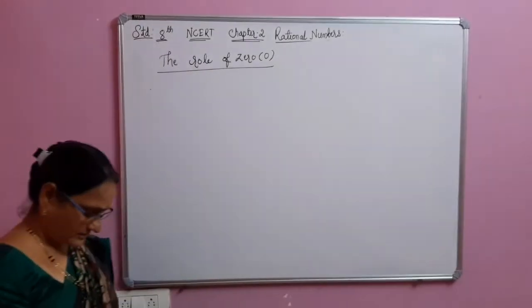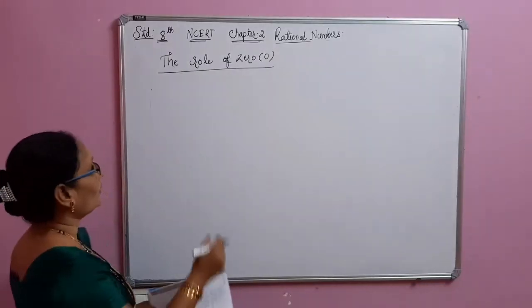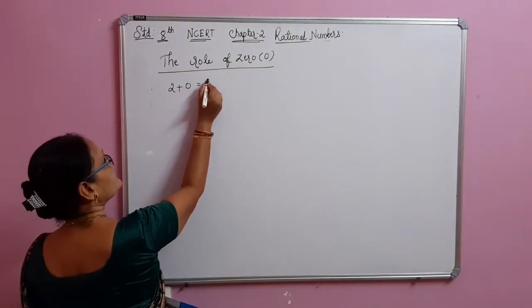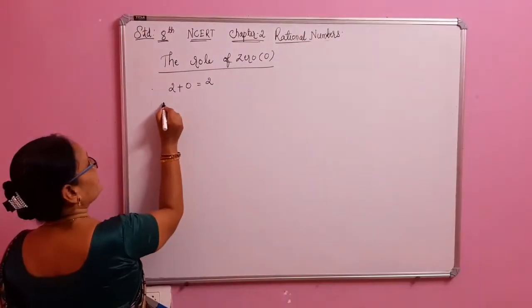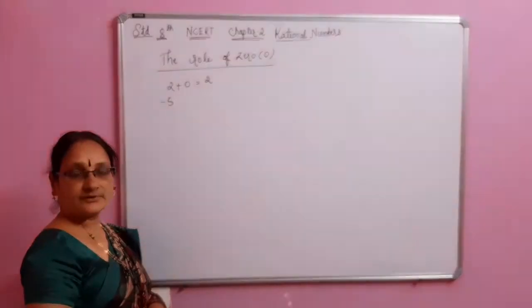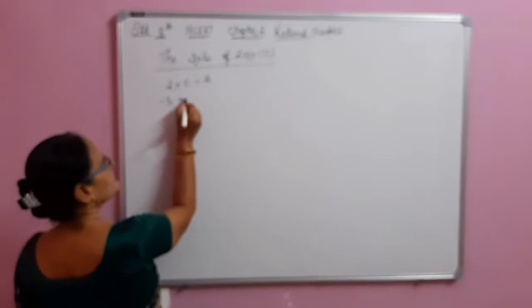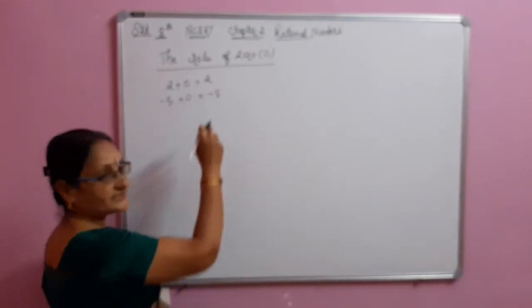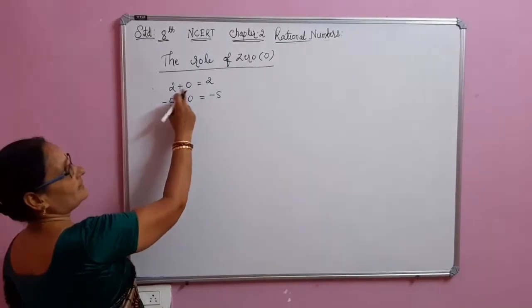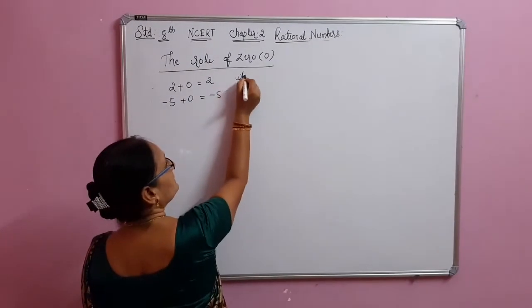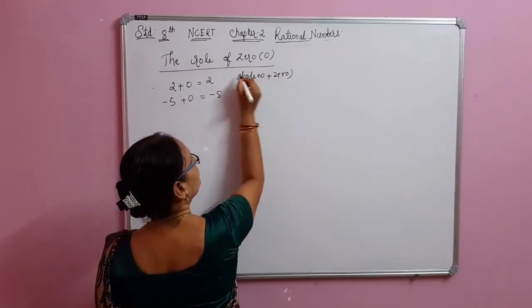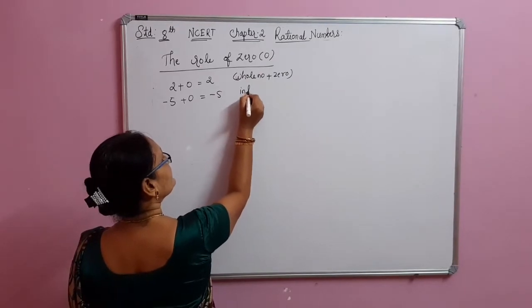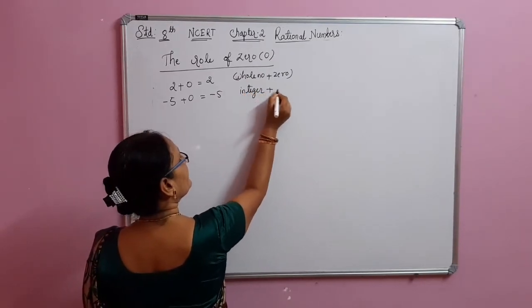See, when we add 0 to a whole number, what happens? 2 is a whole number, 2 plus 0 is 2. Then an integer, minus 5 is an integer, minus 5 plus 0 is minus 5. This is the sum of a whole number and 0, and here, an integer plus 0.